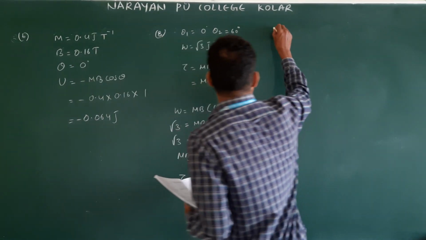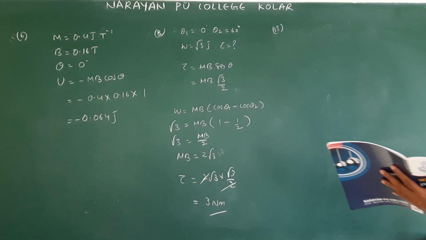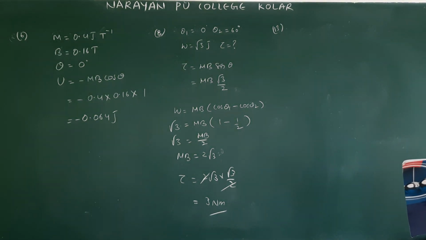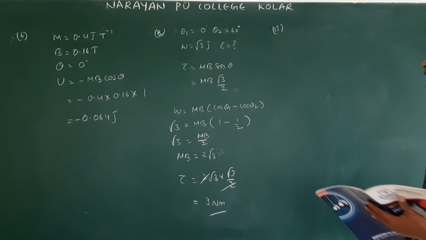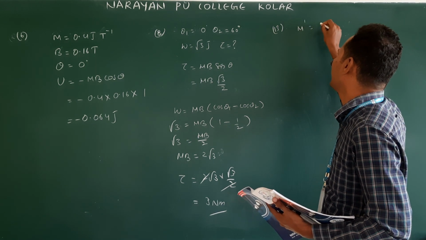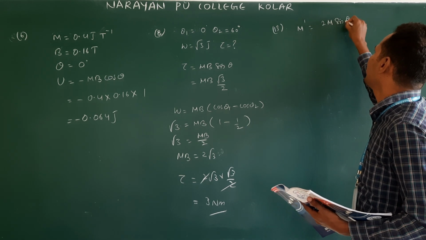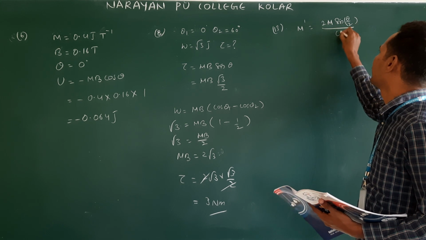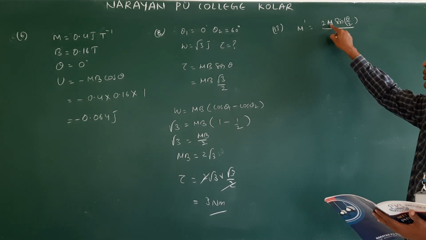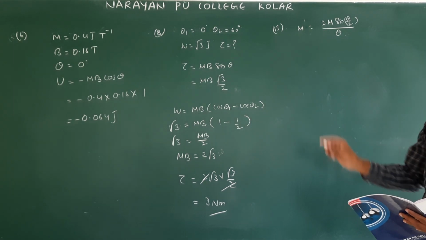Question 13. A bar magnet of length L and magnetic dipole moment M is bent in the form of an arc as shown in the figure. The new magnetic dipole moment will be? Already we have seen the short method, direct method. That is M dash, the new magnetic moment, is 2M sin(theta by 2) by theta. M is the old moment before bending into the arc, and M dash is the new moment after bending.